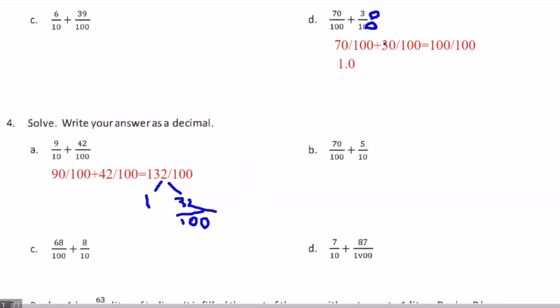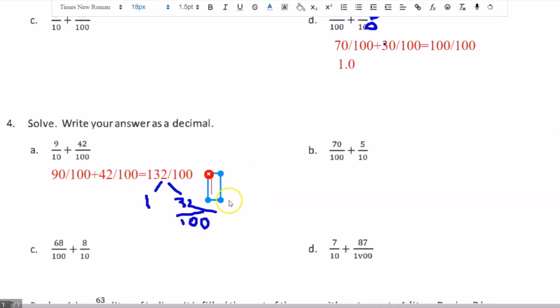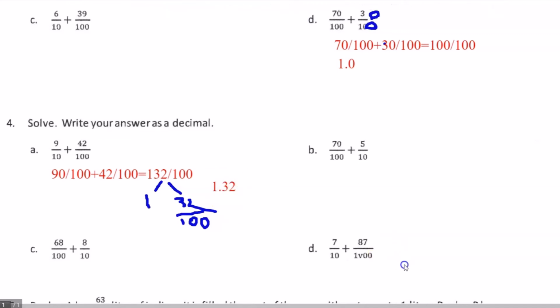Okay? So let's get a text box and write the decimal. 1 and 32 hundredths is 1.32. Let's try one more down here. What does this say? This looks like a typo.